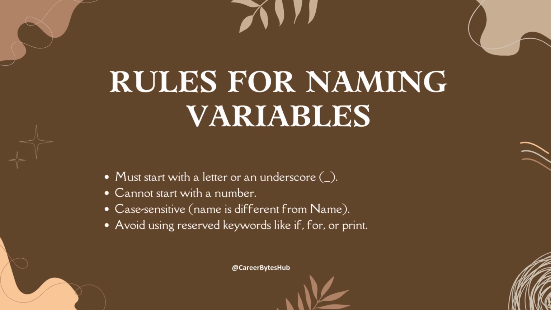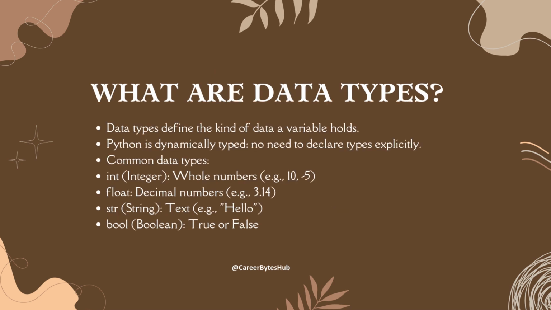When naming variables, follow these rules. The name must start with a letter or an underscore, but not a number. Variable names are case sensitive, so name and Name are treated as two different variables. Also, avoid using reserved keywords in Python, such as if, for, or print, as these have special meanings in the language. Data types determine the kind of data a variable holds.